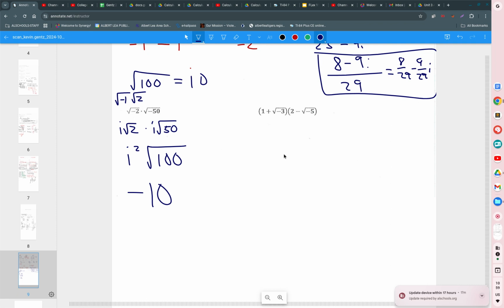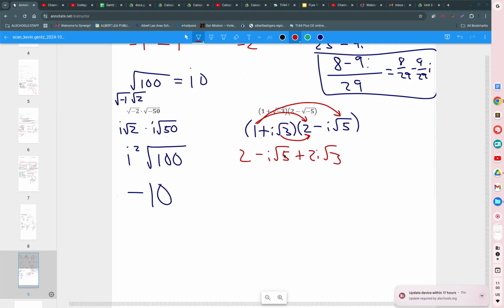For the next one, I will first write it with these square roots exposed. 1 plus i roots of 3, and 2 minus i roots of 5. I will distribute: 2, negative i roots of 5, 2i roots of 3, negative i squared roots of 15.